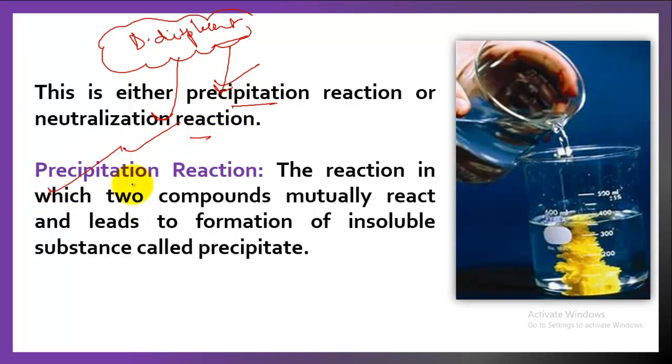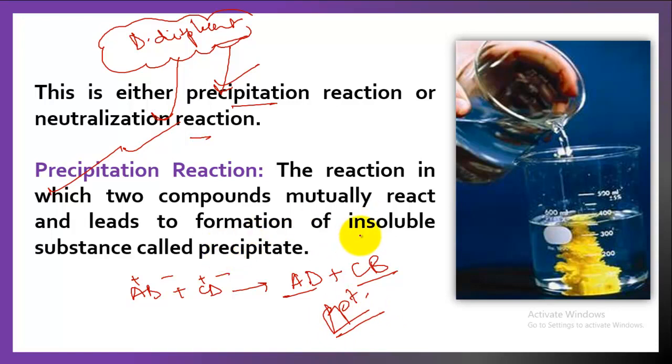If I talk about precipitation reaction, it is a reaction between two compounds. Like for double displacement, we have two compounds. So in this also we have two compounds and they will mutually exchange their ions as we did for the general equation involved in the double decomposition. So that is a similar thing that is going to happen here. So we get AD and we get CB. But in this case, out of these two products, one is going to be a precipitate. That is the insoluble substance that settles or that is left behind.